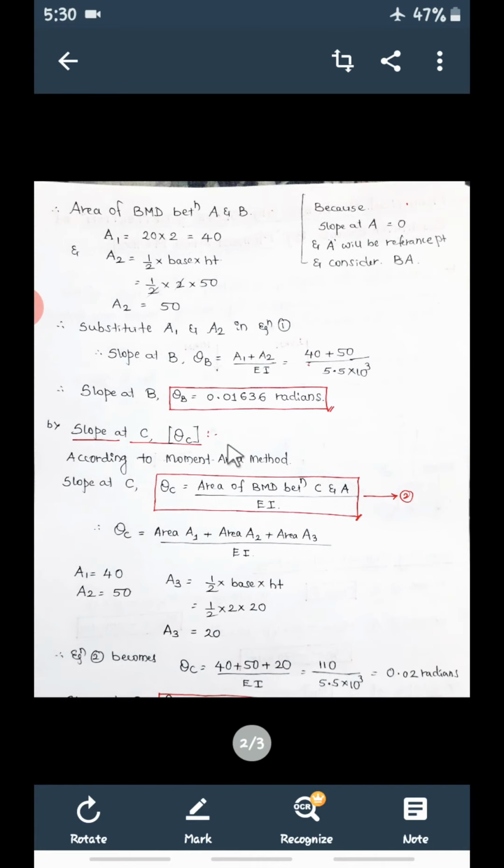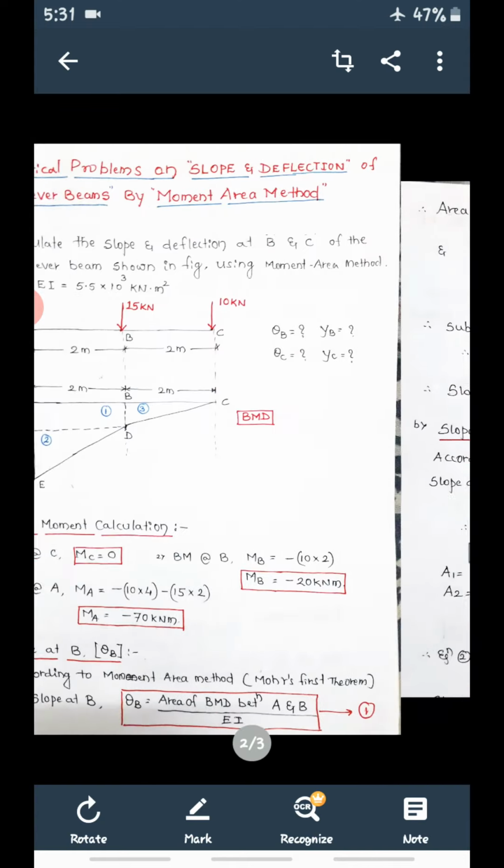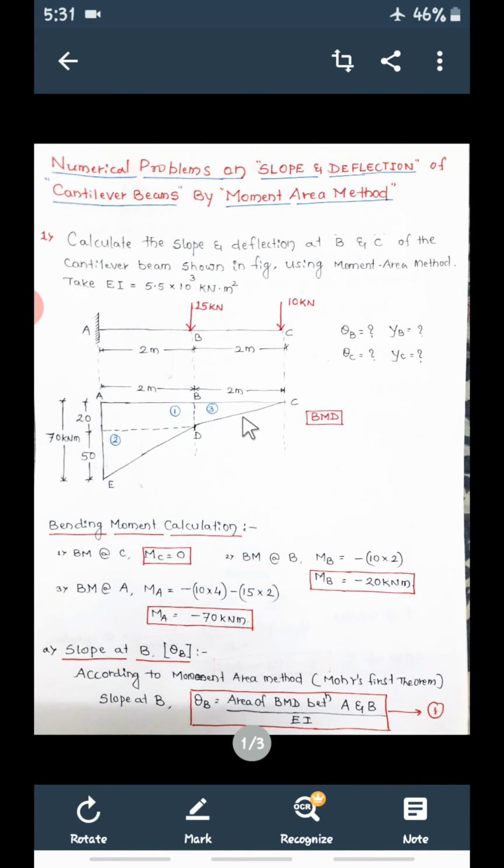So theta C is equal to the area of the bending moment diagram between C and A divided by EI. So area A1 plus area A2 plus area A3, divided by EI. A1 is already calculated, 40. A2 is calculated, 50. Now only A3 you have to calculate. What is the area of 3? This is a triangle.